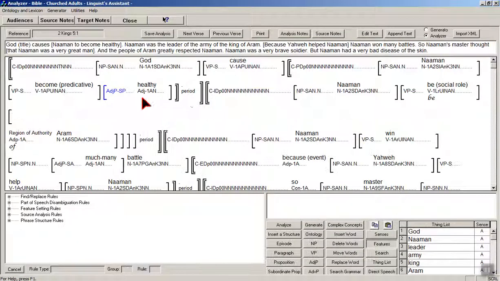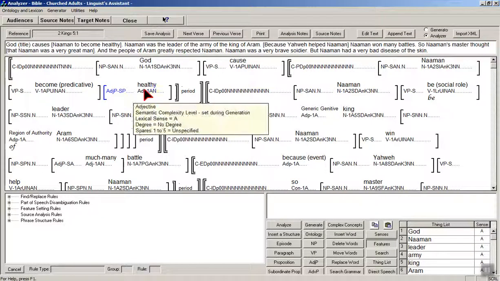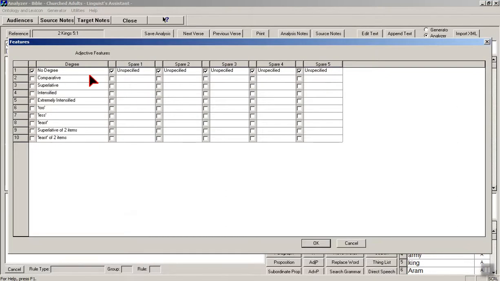Then healthy, if it's having good health, that's the sense we want. And if we put the mouse over the adjective, we can see the features. It's lexical sense A, it's the form we wanted, so that's fine. No degree, so that it could be intensified, so it could be very healthy. And that seems to be the main feature we need to be concerned with. If we click on it, we see the choices.